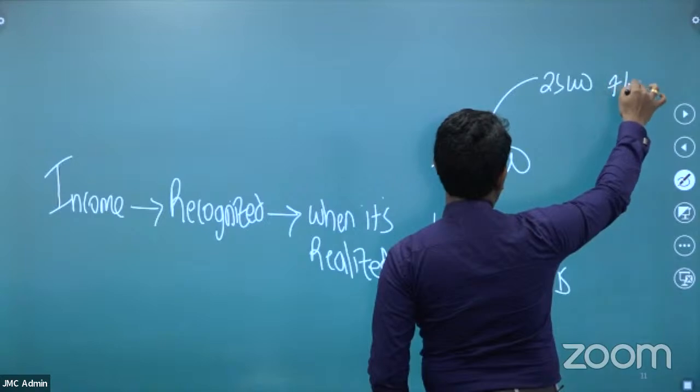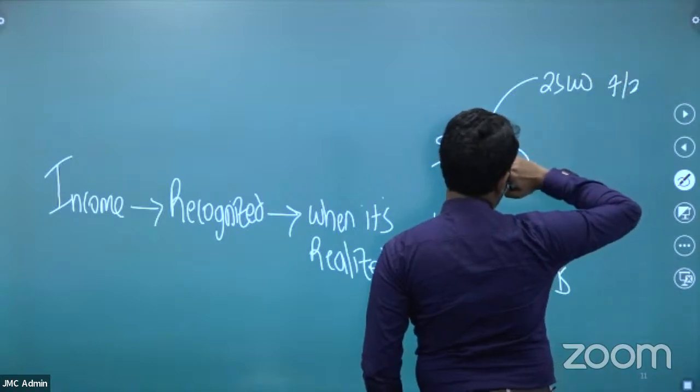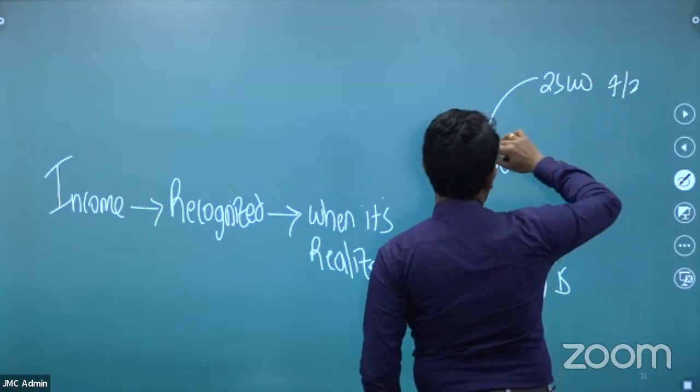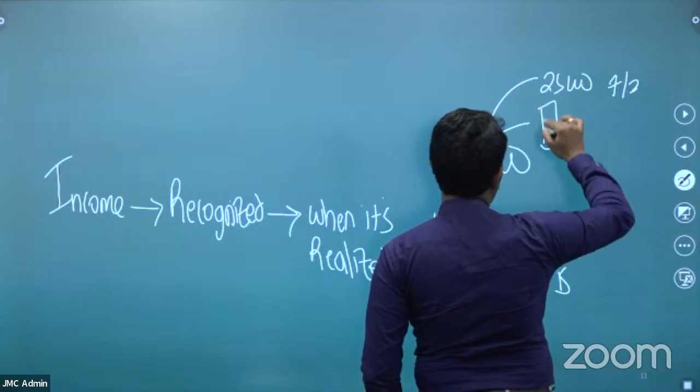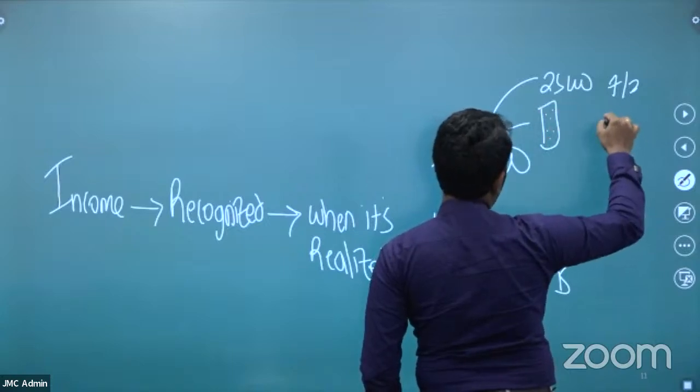Right, let's say 7th of March, the customer paid 25,000. And then you delivered the phone on 8th of March.